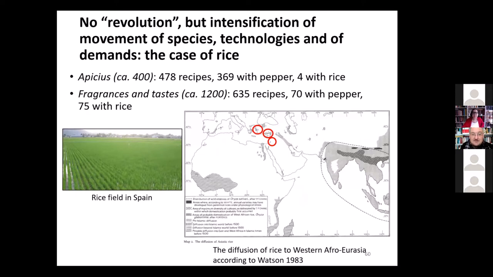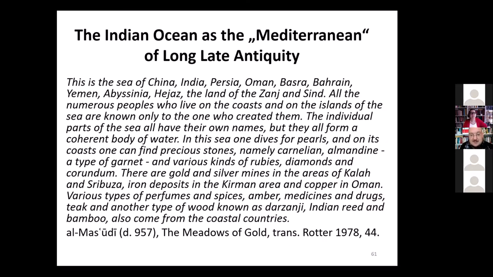What we find in the Arab period is an intensification of the movement of species, of technologies, of demands. So we also see that, for instance, we have many more recipes with rice than in this cookbook from the 13th century. So these are the processes we have to take into consideration.